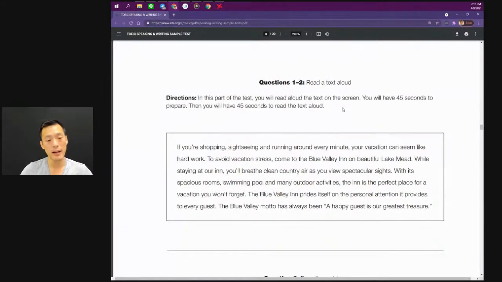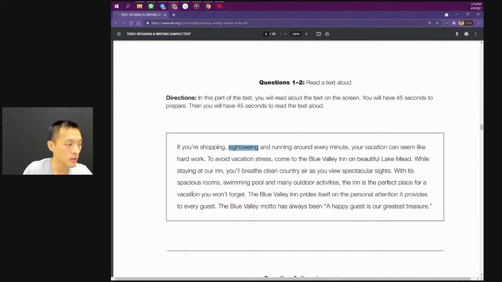So again, in TOEIC, you have this reading of a text aloud, and the thing that will screw you over with this kind of question are the big words, right? Notice that they give you 45 seconds to prepare, and then you have 45 seconds to read the text out loud. Those 45 seconds, do not start reading the text in its entirety while you are preparing, because you know how to say the word shopping, you know how to say the word sightseeing, you know how to say the word running, right?